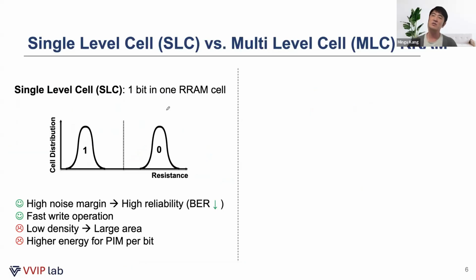Okay. Anyway, I need to comment one more thing. So another background in the non-volatile memory. Single level cell stores either 0 or 1. This is the single level cell. So naturally, noise margin is pretty far, so high reliability. Bit error rate is low, and writing operation is also very simple and fast. But density is low, and also higher energy in terms of the PIM operation. Why? Because bit by bit, you need to iterate the operation, so energy efficiency is also low.